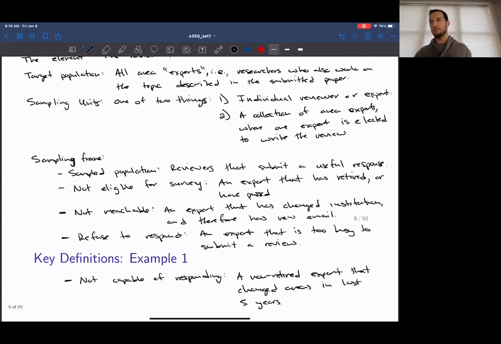So based off of the description, where we were interested in selecting reviewers to work on a particular piece of work to determine if it's eligible for publication, this is one of the ways that we could break down those key definitions that we discussed on the previous slide. So we have the element, the target population, and then we have a discussion of the sampling unit, and then we have a breakdown of what the frame could look like in this particular illustration. And this type of example is similar to what you're being asked to do on the first question on assignment 1, which I posted last night.